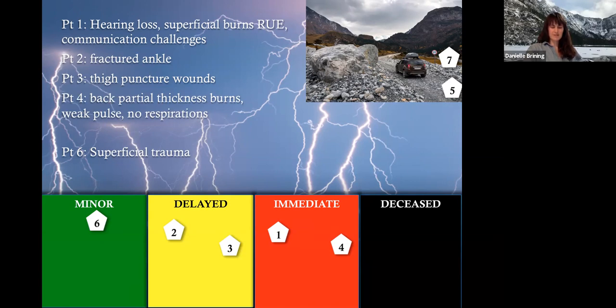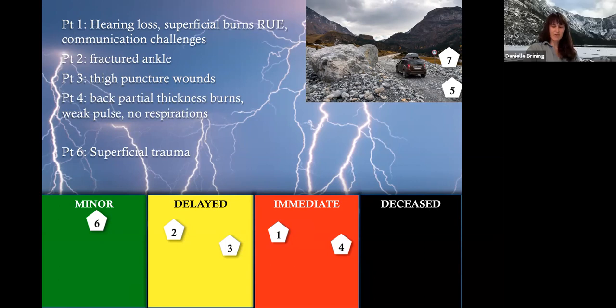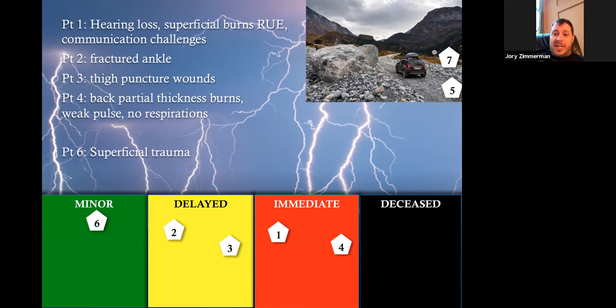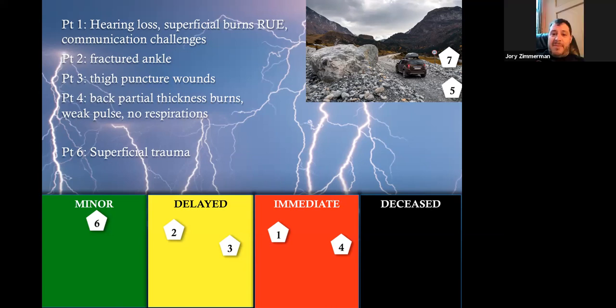Okay, next patient, patient 5 by the roadside. Conscious. He's moaning with pain. Okay, which means he's breathing. Do we have a central circulation? Yes. Do they follow commands? No. Immediate, because he's altered mental status. Exactly. Good job.